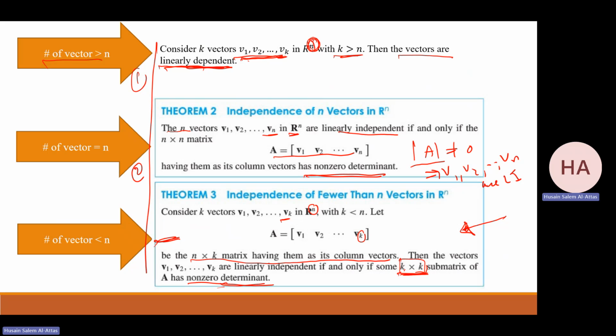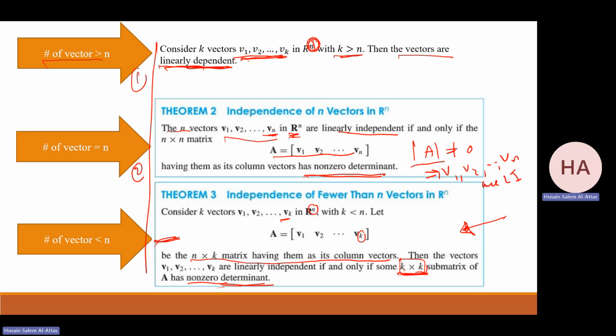If the number of vectors is equal to n, I have n vectors in Rn, then through the determinant, I check the determinant. If the determinant is not equal to 0, they are linearly independent. If the determinant is equal to 0, then they are linearly dependent.